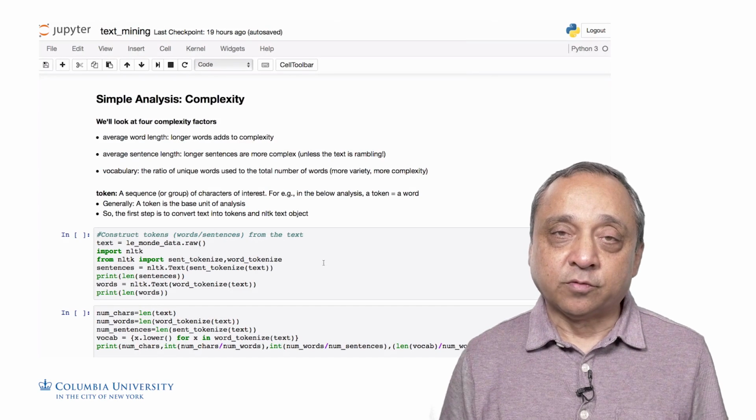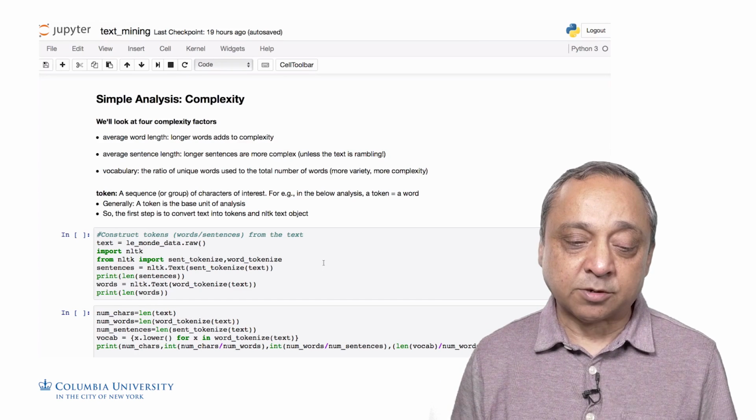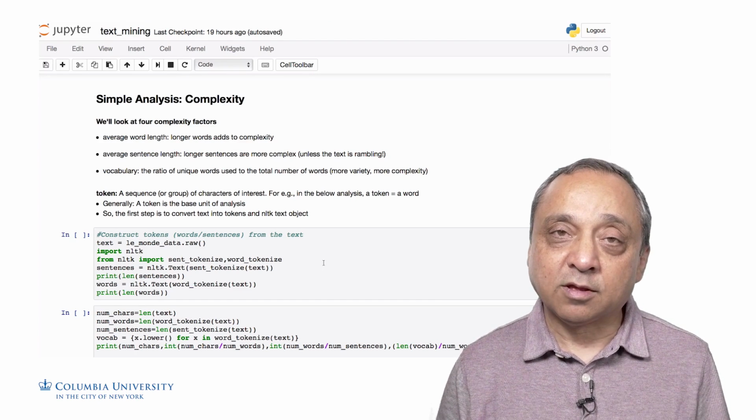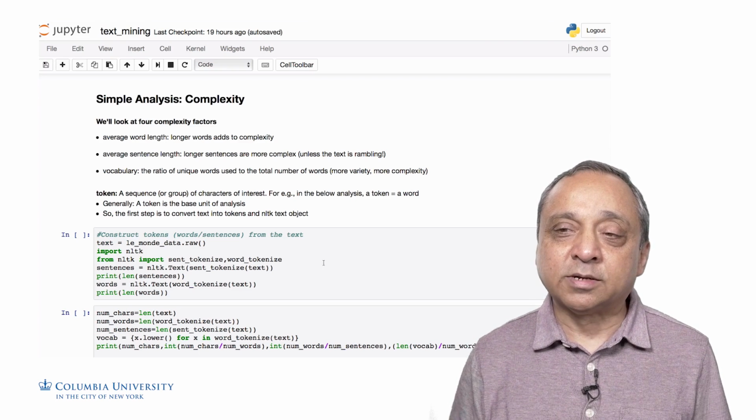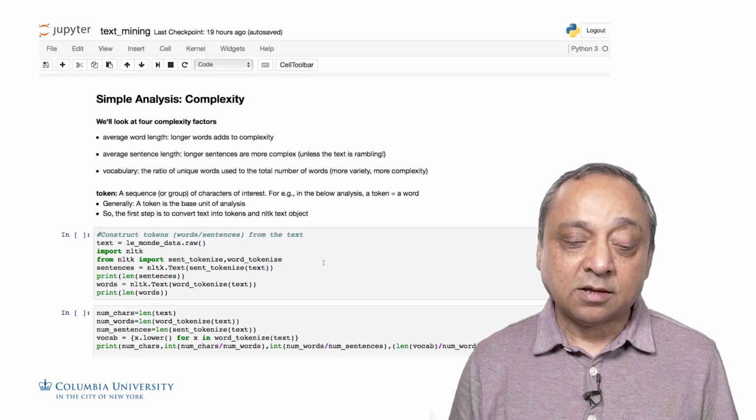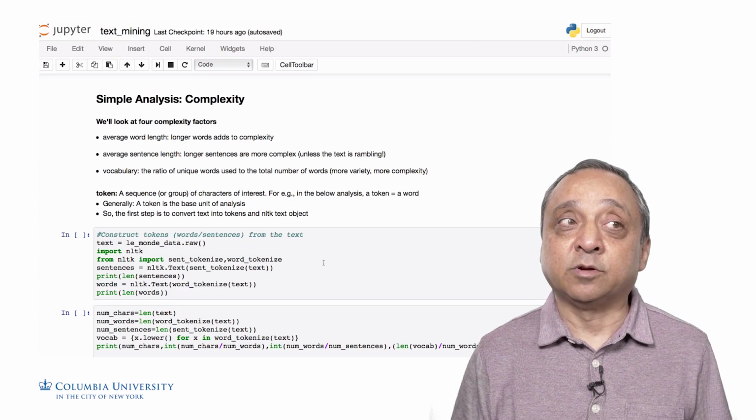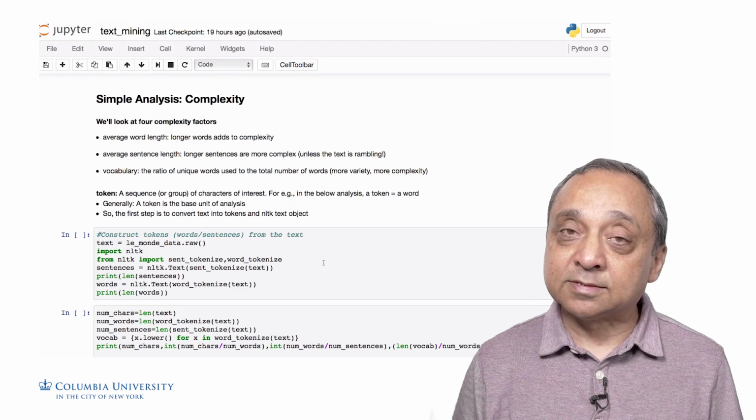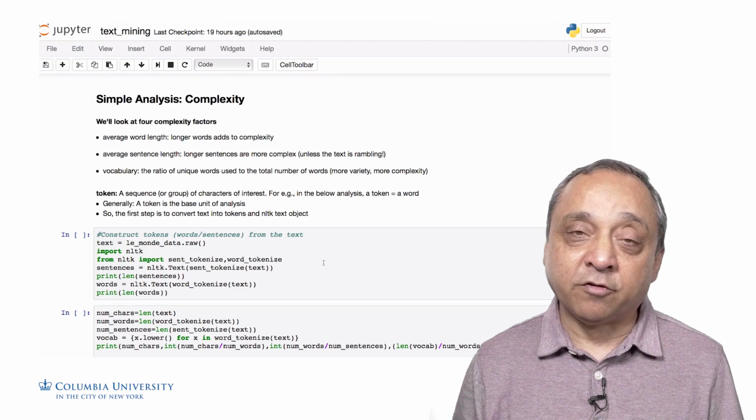Another thing we can do at a very simple level is to look at how complex a particular document is. What's complex? Complexity is the average word length of a document. In general, if you have a technical document, it might have longer words. The average sentence length: if people are expressing more complex ideas, they would probably use longer sentences rather than shorter ones. And you would also like to see the vocabulary of the sentence.